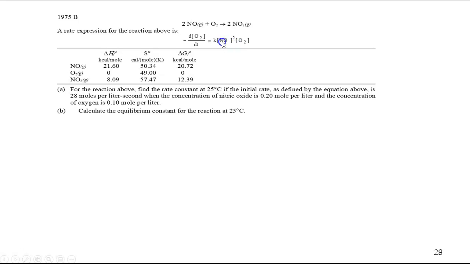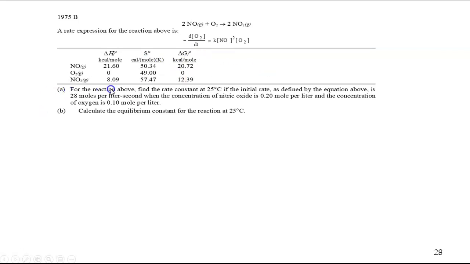That means it's very sensitive to NO, not so much to oxygen. It's second order with respect to NO. First order with respect to oxygen, fine. We also have a whole bunch of thermochemical data, free energy, enthalpy, entropy, and free energy. Wow.